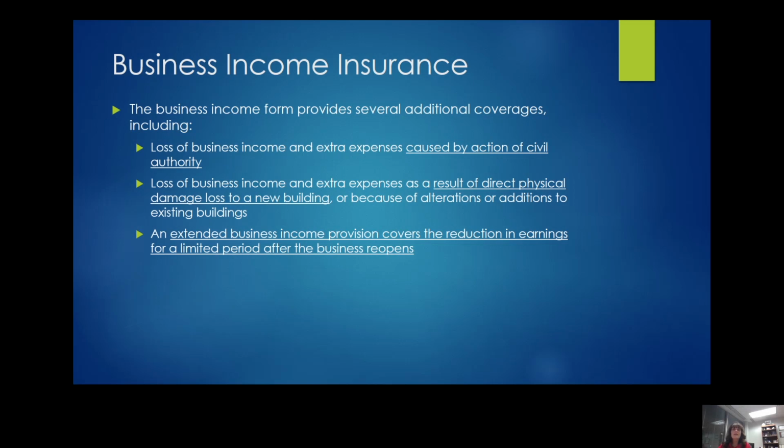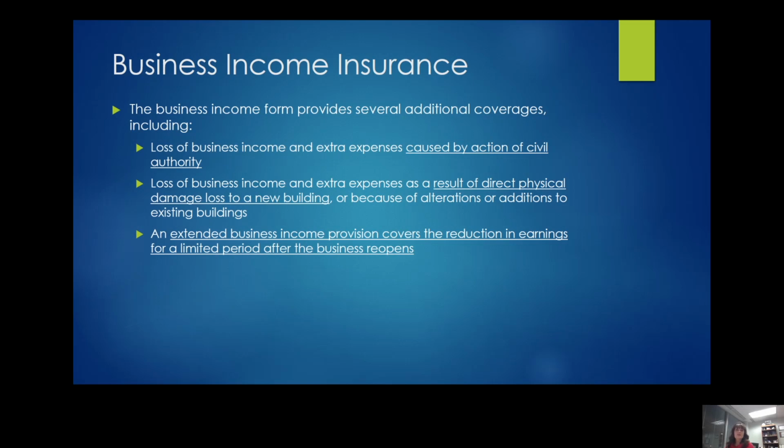Remember, the income loss has to be the direct result of something that is covered. So it's got to be a covered peril. There's also something called extended business income. So let's say you have a fire, you're closed 6 months, you rebuild, you reopen your doors. We all know that income does not go back to what it was right before the loss, especially if you're a business that's like a restaurant, for example.